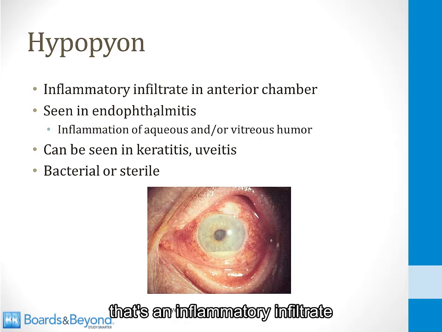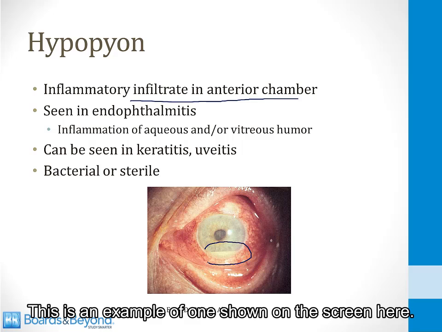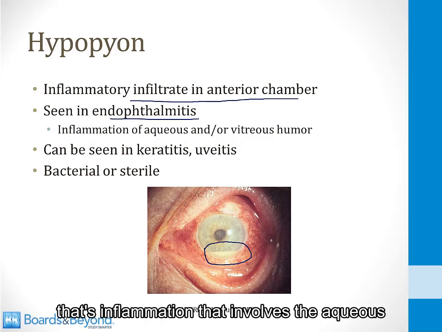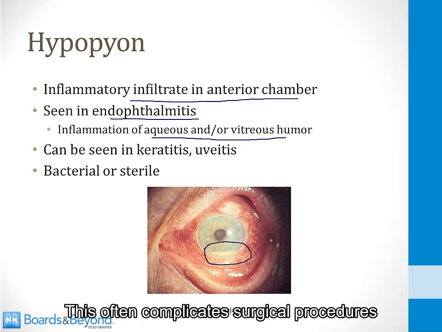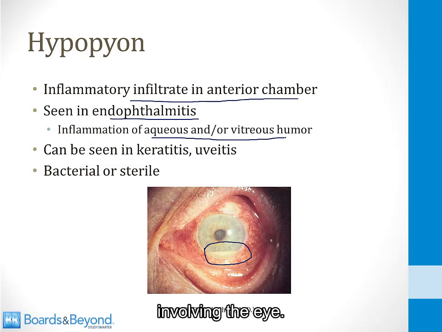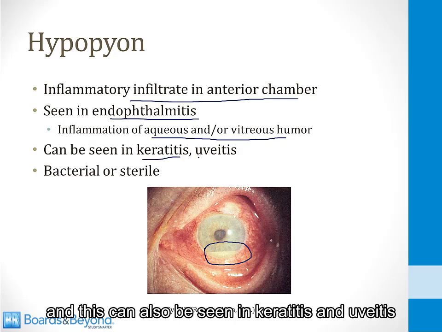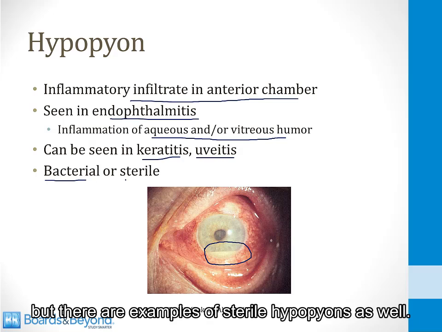That's an inflammatory infiltrate in the anterior chamber of the eye. This is an example of one shown on the screen here. This is commonly seen in endophthalmitis. That's inflammation that involves the aqueous or vitreous humor of the eye. This often complicates surgical procedures involving the eye. If bacteria get into the eye, that can lead to formation of a hypopyon. This can also be seen in keratitis and uveitis and a number of other conditions. It's usually bacterial, but there are examples of sterile hypopyons as well.